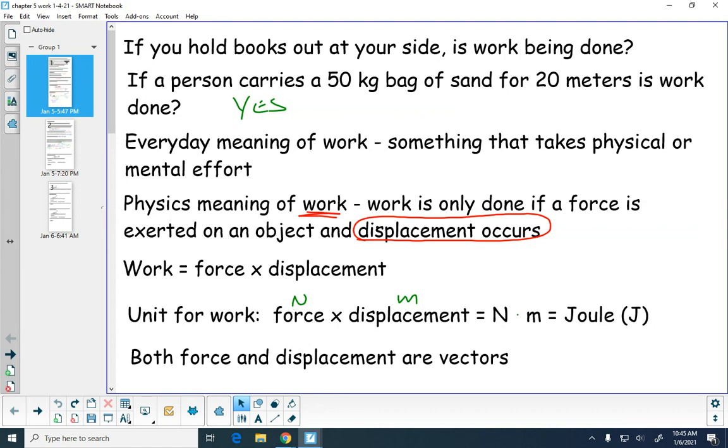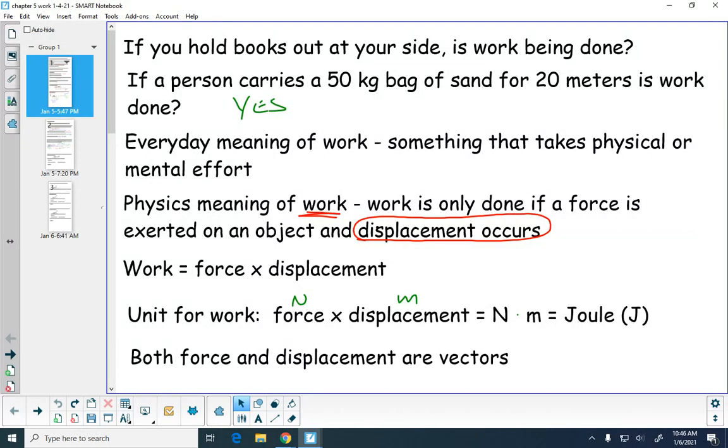That is work. When we're talking about physics, though, work is only done if a force is exerted on the object and displacement occurs. Okay, that is when work is done on an object. If I had an object and I'm just holding it up here, there's no work being done, because there's no movement.